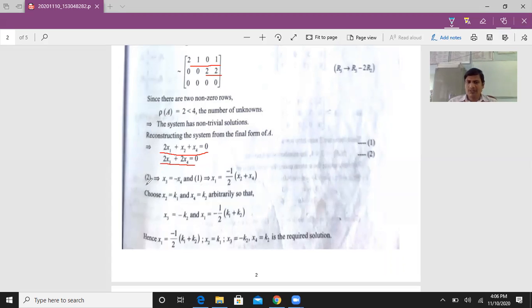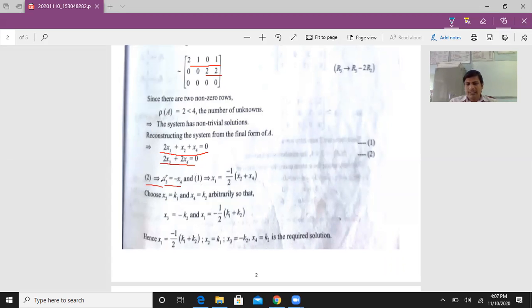First, you take the second equation, that is x3. Okay, 2 is common. x3 equal to minus x4. 2 common means it comes to this side, 0 divided by 2 is also 0. Then x3 equal to, plus x4 comes to this side, RHS side, that is minus x4.